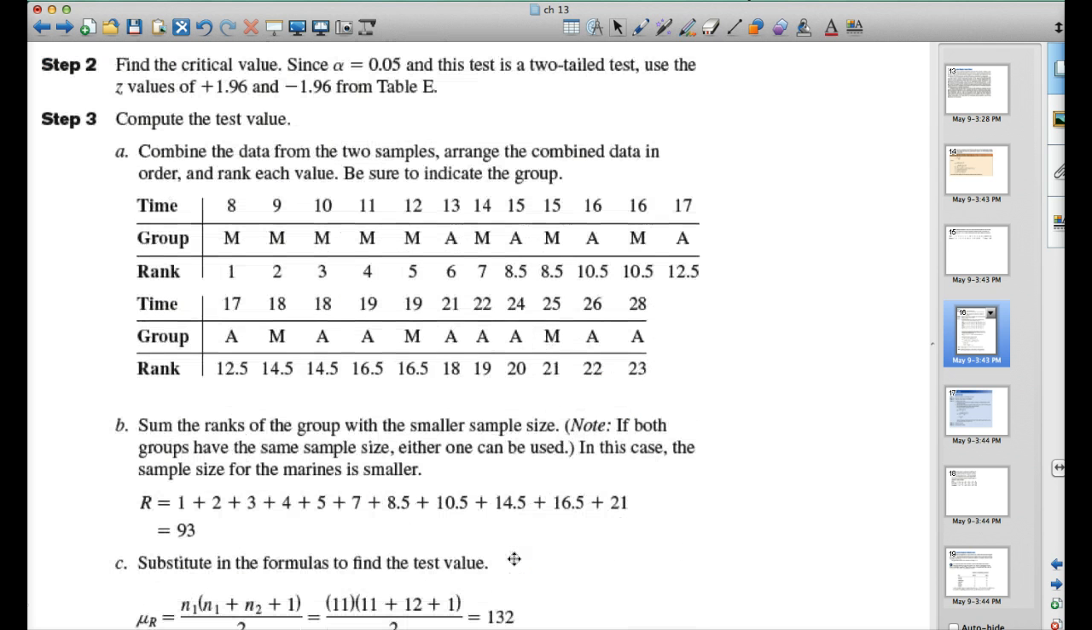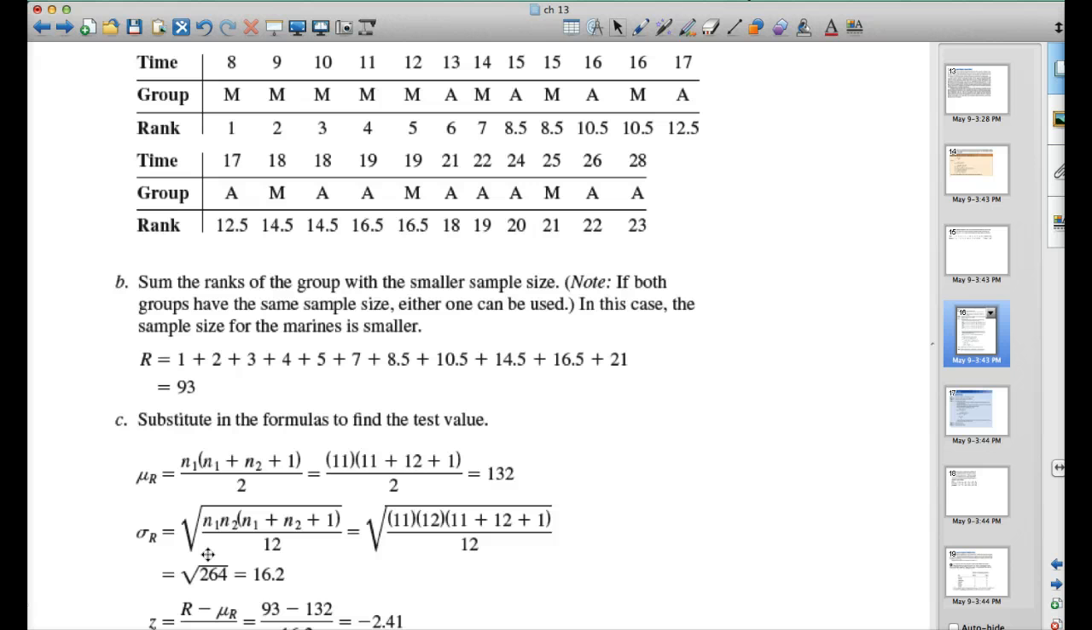Now what we're going to do is sum the ranks of the group with the smaller sample size. Note, if both groups have the same sample size, either one can be used. In this case, the sample size for Marines is smaller, so the Marines ranks would be 1, 2, and so on down the line, which sums to 93. Substitute in the formulas to find the test value.